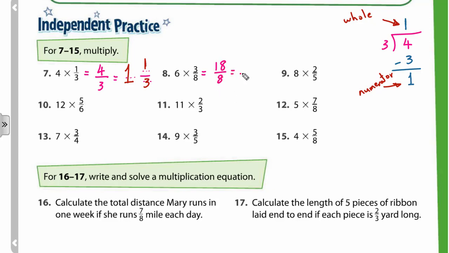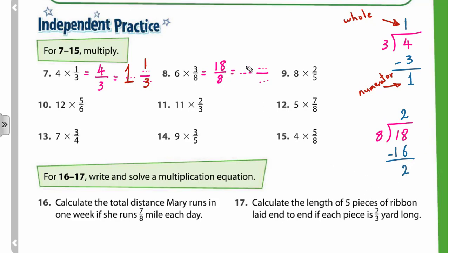Okay, so we need to write it as a mixed number. Let's use the long division here. 18 divided by 8 equals 2, and 2 times 8 is 16. Yes, 18 minus 16 equals 2.